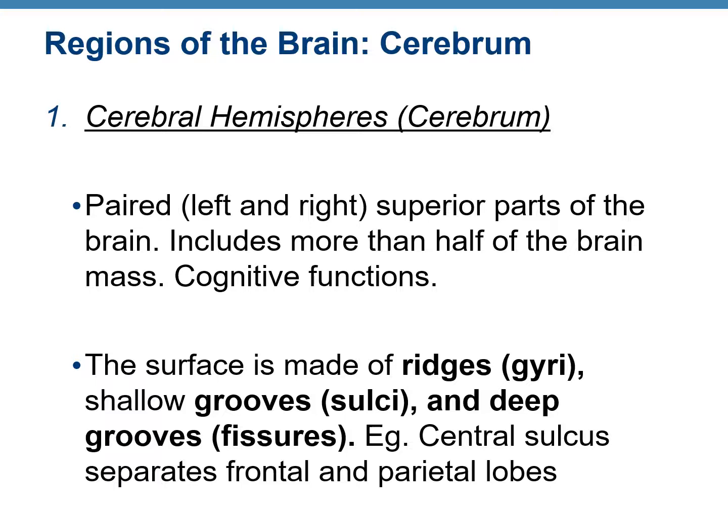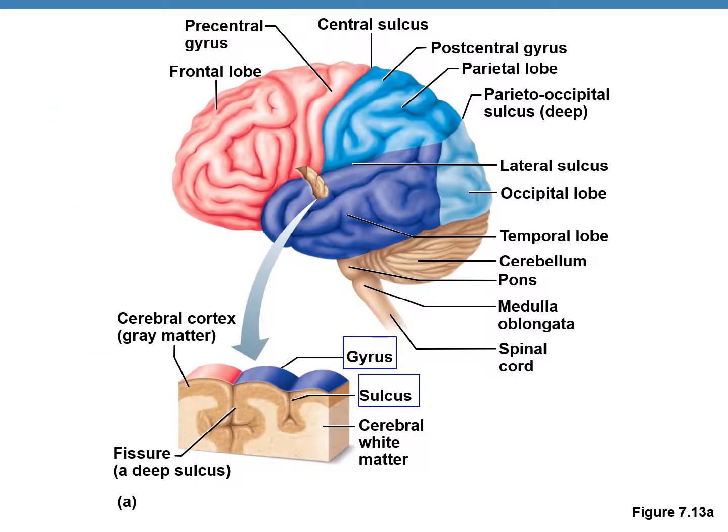Deep grooves called fissures separate major regions of the cerebral hemispheres. For example, the longitudinal fissure separates the right and the left hemispheres. The central sulcus separates the frontal and the parietal lobes of the cerebrum. This figure shows the cerebrum.